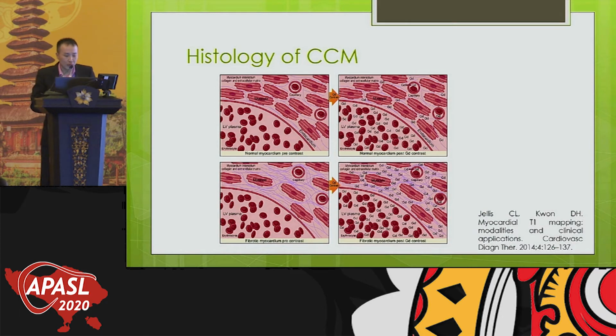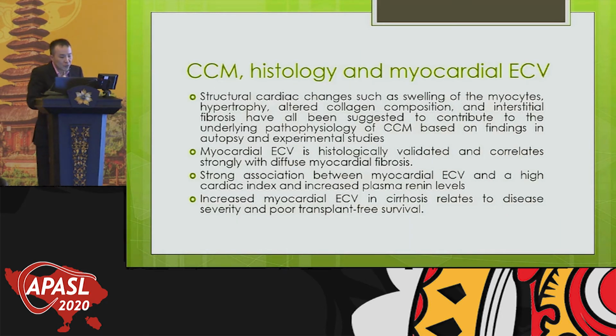And this has been shown from some studies, so certainly autopsies, that in cirrhotic cardiomyopathy, swelling myocytes, altered collagen composition, interstitial fibrosis. We know that there is a relationship between that myocardial ECV and a high cardiac index and increased plasma renin levels. So this is all tied in together. And interestingly enough, as we'll explore here, there's a relationship between increased myocardial ECV in cirrhosis and disease severity and poor transplant-free survival.